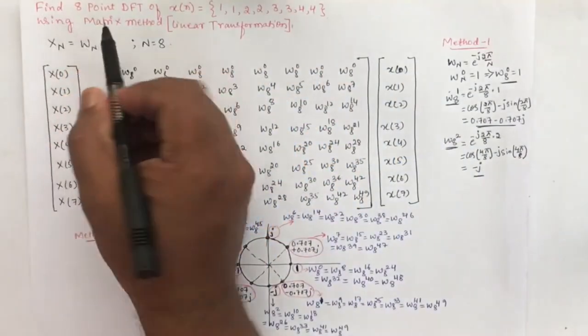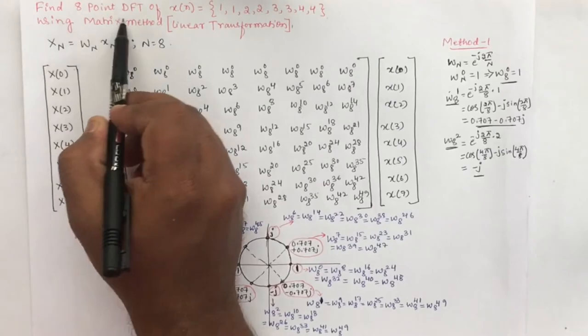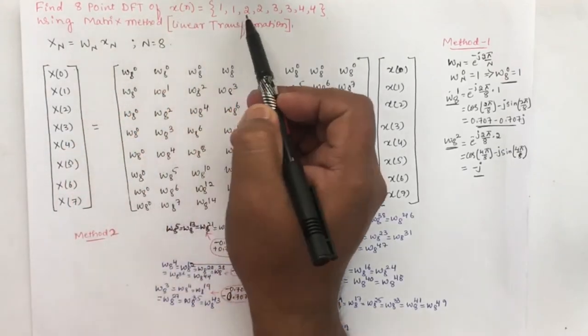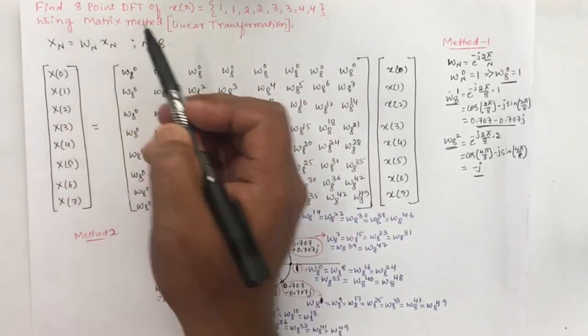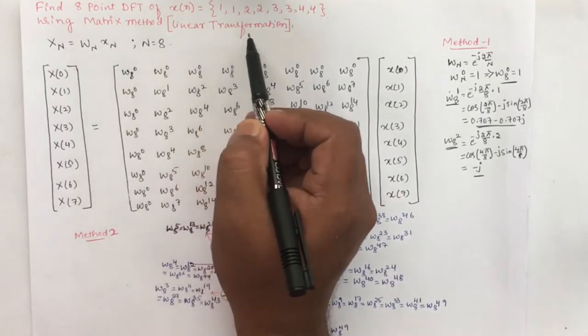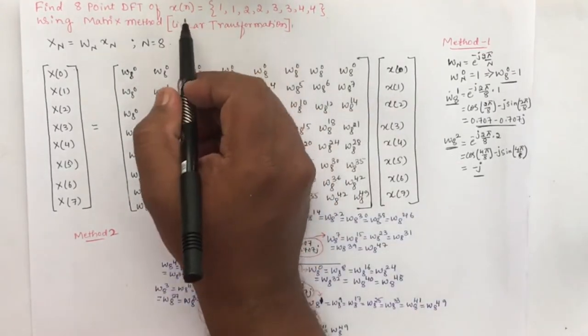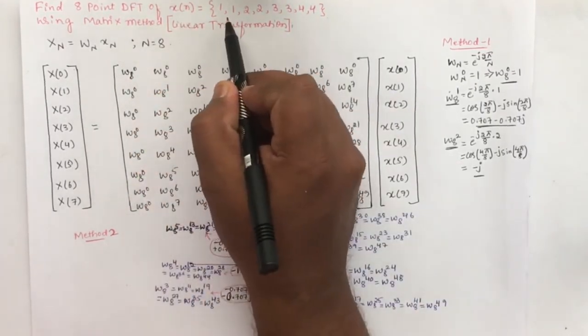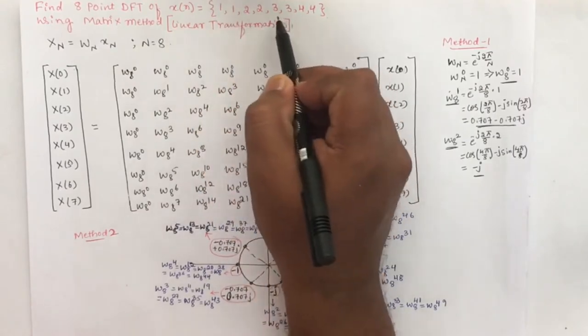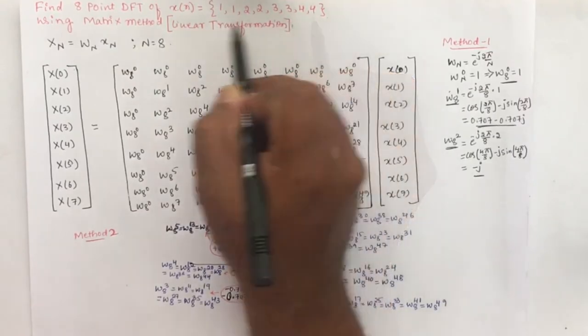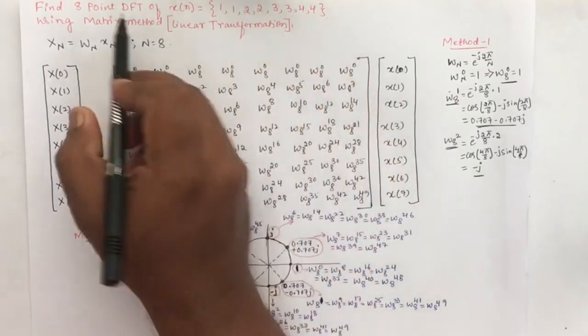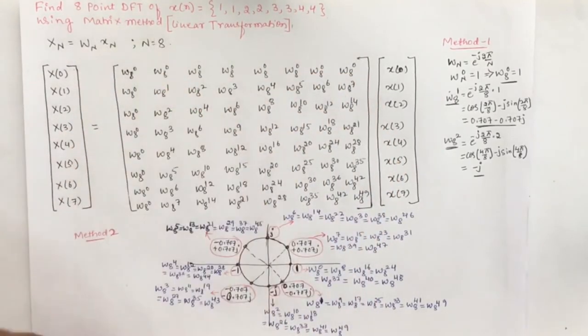In this lecture, let us understand how to find the 8-point DFT of a given sequence using the matrix method, which is the same as linear transformation. Here they have given the sequence x of n is equal to 1, 1, 2, 2, 3, 3, 4, 4. For this sequence, we need to find the 8-point DFT using the matrix method.